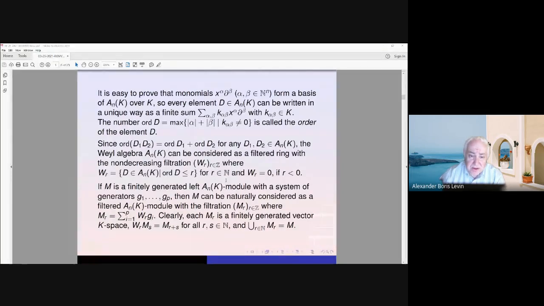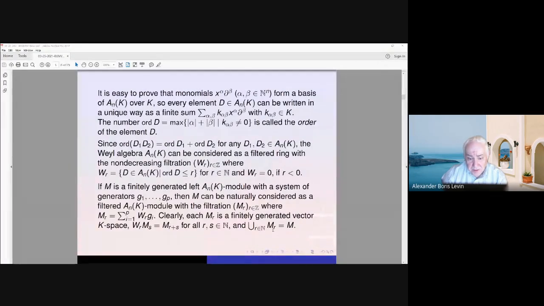It allows us to consider a natural increasing filtration of the Weyl algebra. W_r denotes the set of all elements of the Weyl algebra whose order does not exceed r, and if r is negative, you just set W_r to be zero. Therefore you have an ascending chain, because the greater r is, the greater W_r is, and so you have a filtration. If you have a finitely generated module over the Weyl algebra with generators g_1, ..., g_p, then it can be naturally considered as a filtered module with a natural filtration: just multiply elements of W_r by the generators. And it has this property.